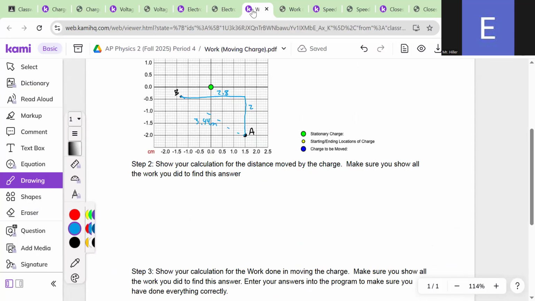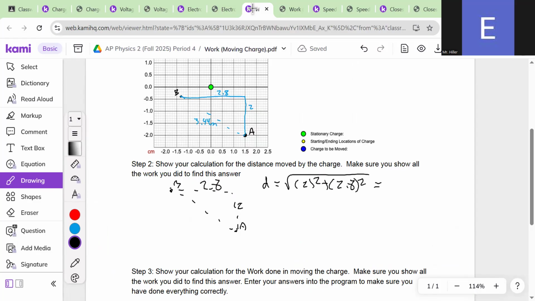Okay, so that's kind of what I'm looking at here. There's B, there's my A. So my distance would be the square root of 2 squared plus 2.8 squared, in which case I'm getting 3.44. Okay.